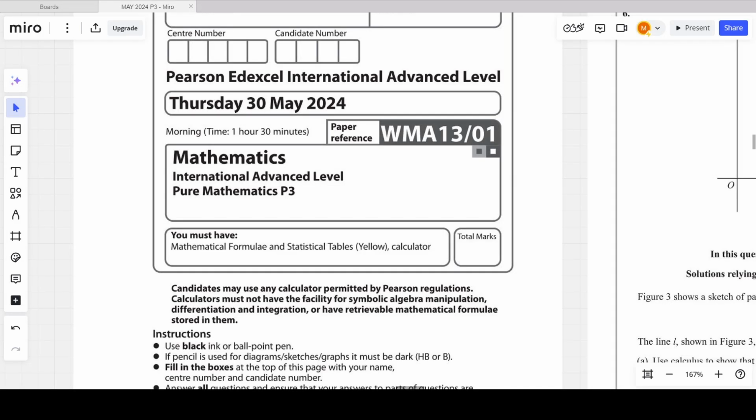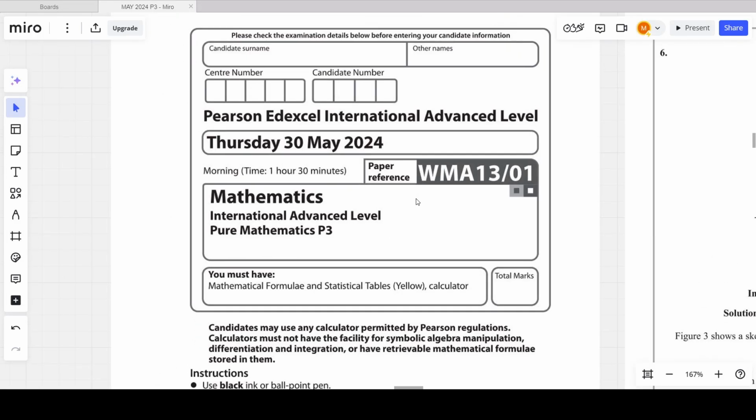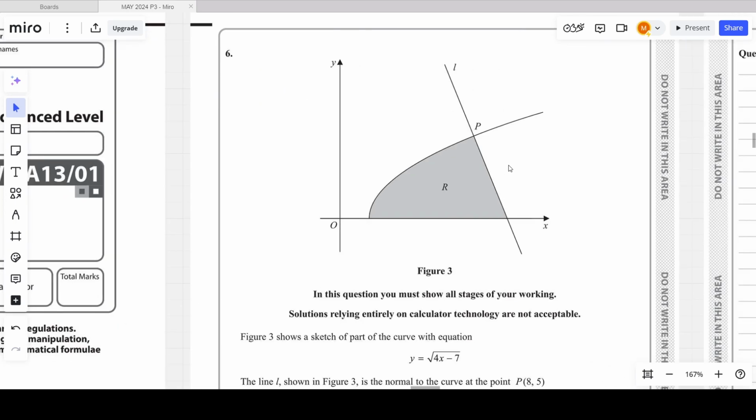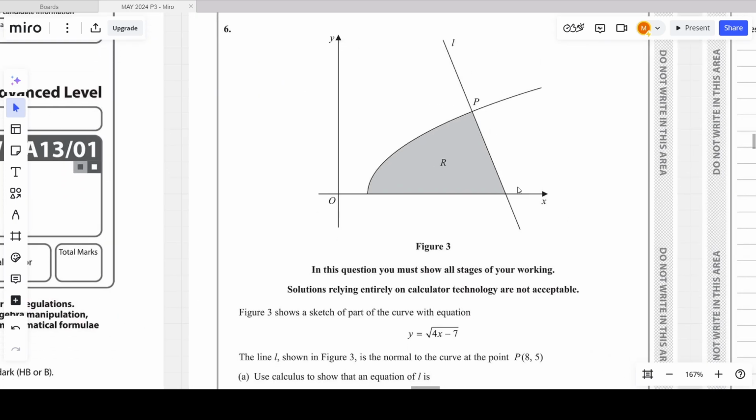Hello students, in this video we will solve question number 6 from the May 2024 P3 paper. So let's get started. Question number 6 is from the calculus part of P3. The first part consists of differentiation and the second part is from integration.